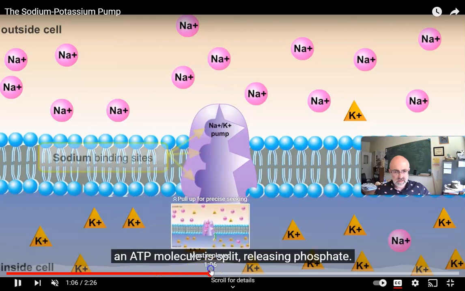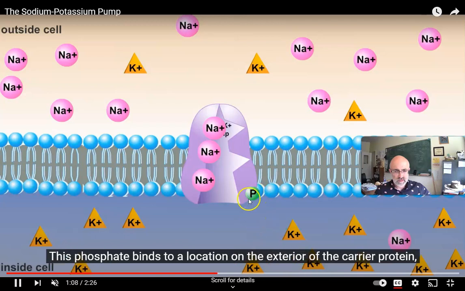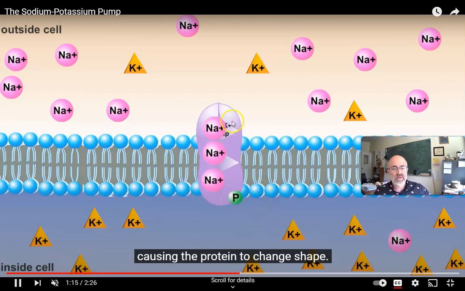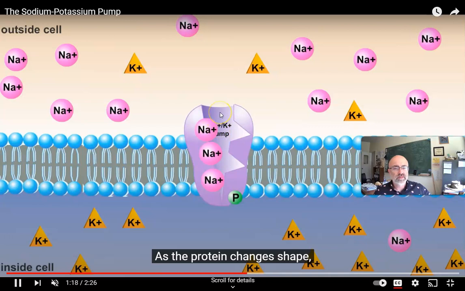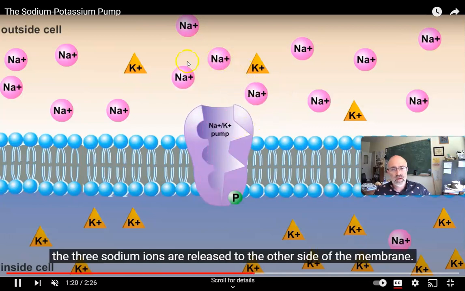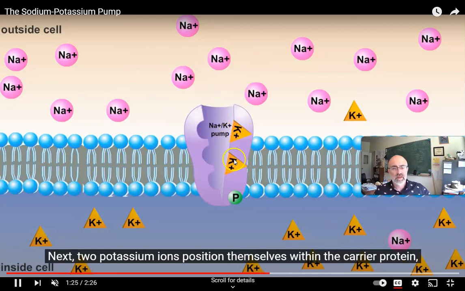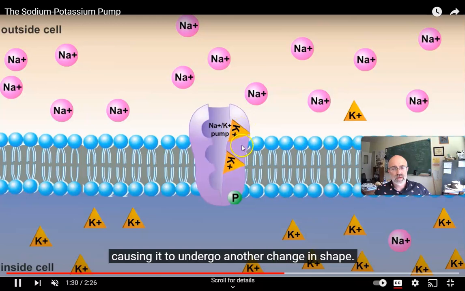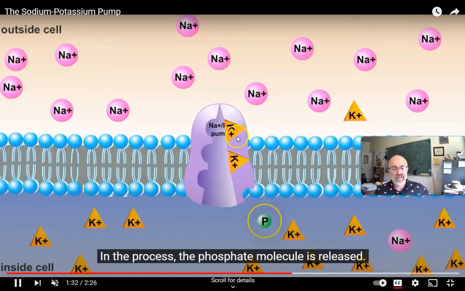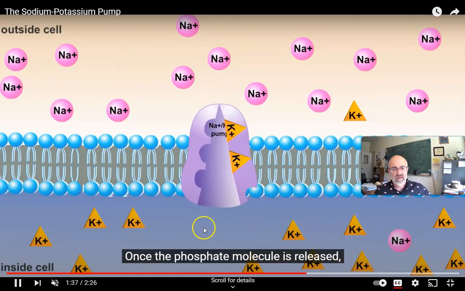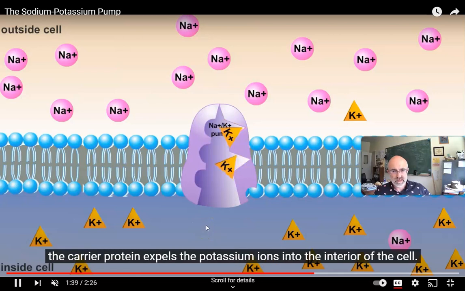Let's see here. It breaks off the terminal phosphate. The energy from breaking that bond is transferred to the protein. The protein changes shape and pumps the sodium out. Potassium rushes into the pump. There are 2 sites on the protein that potassium has an affinity for. It changes back to its original shape, and the potassium is pumped to the inside.